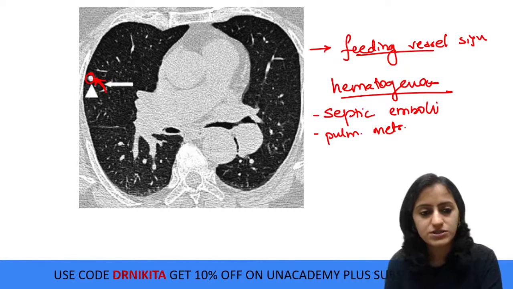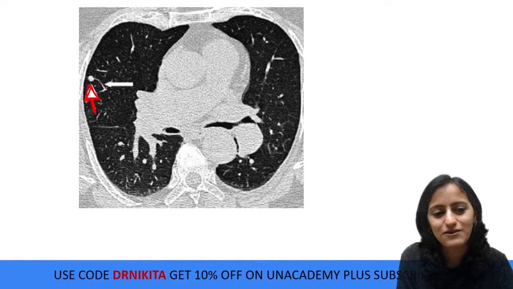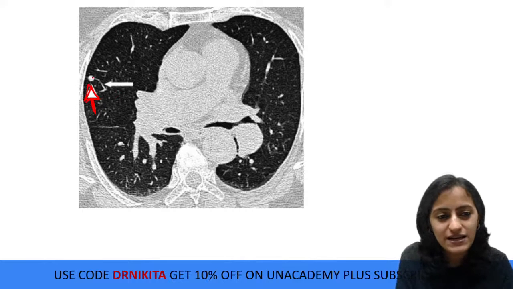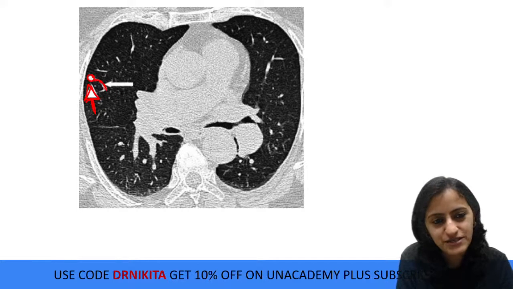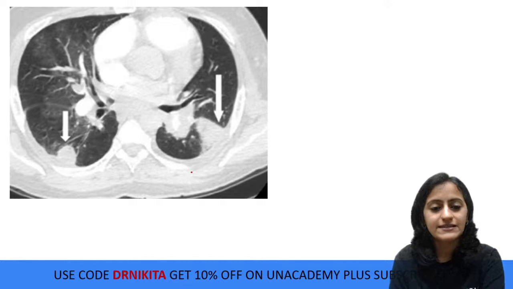Okay, that was your. What's the triangle? That is the arrow which is put there. Okay, it's nothing, it's the arrow which is put there. Basically, the triangle is showing the nodule and the arrow is showing the vessel going to that nodule. Okay, all right. Let's go to this one.